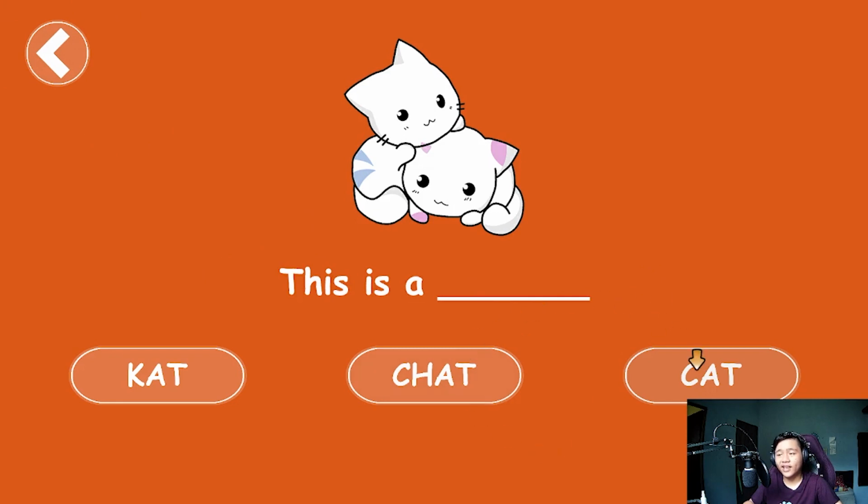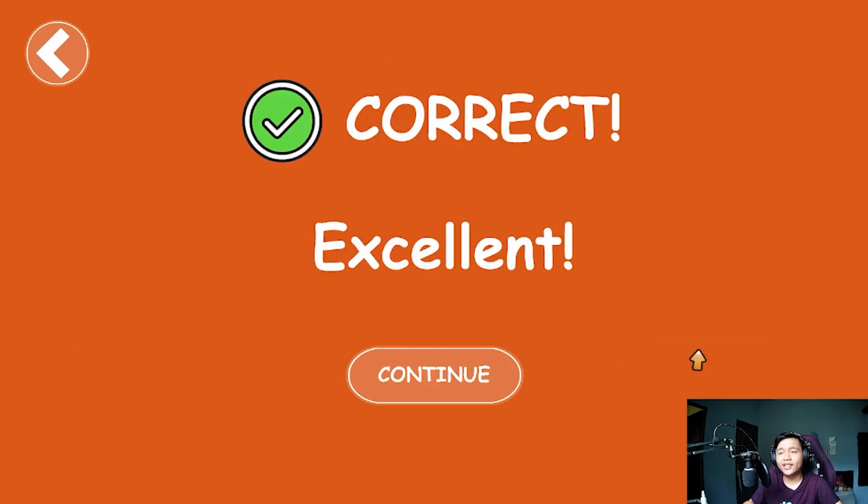Let's click on CAT, which is the right spelling for the word cat. And we'll be greeted with the screen. As you heard just now, there's this audio of me saying excellent as a response and feedback for the students that they clicked on the right word. And also for a visual response, the students will be greeted with this screen, which says correct and also excellent. Again, we can click on continue to continue with the next question.